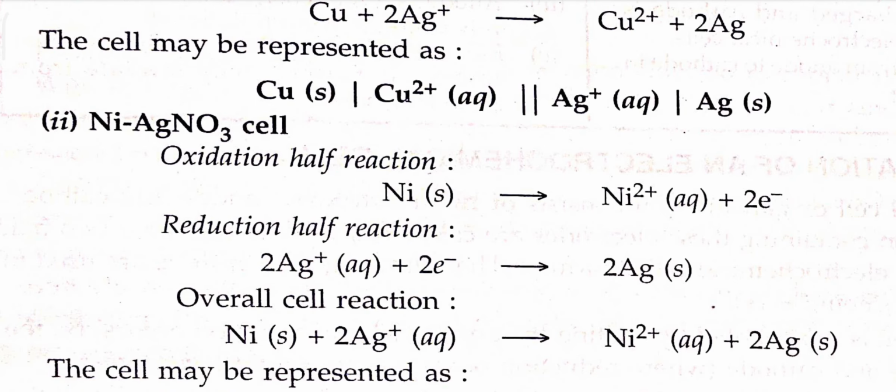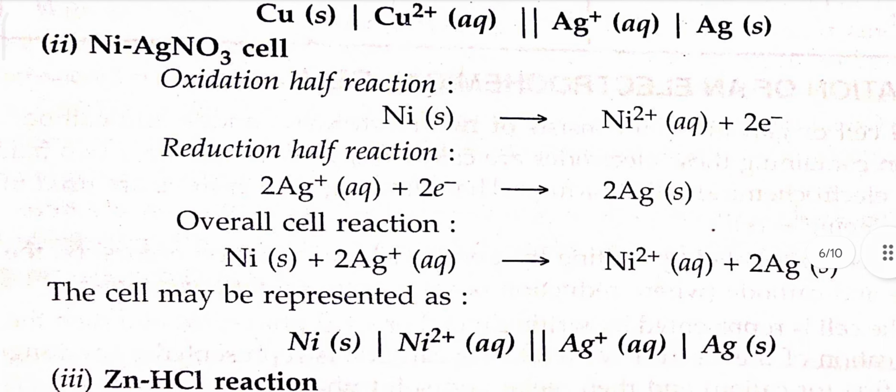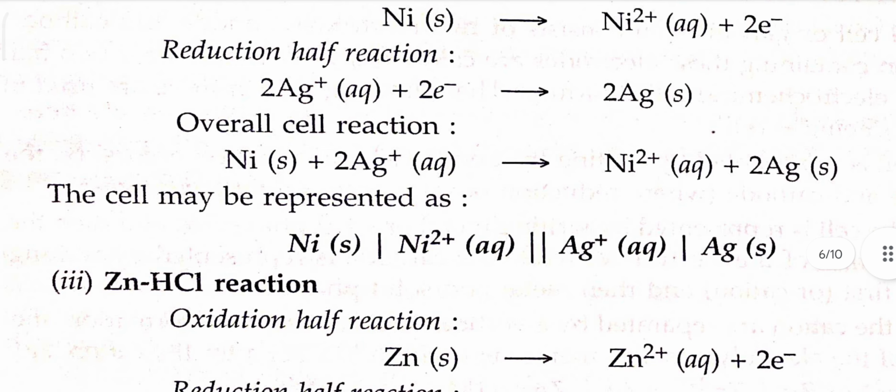Second is the Ni-AgNO3 cell. Oxidation half reaction: Ni gives Ni2+ plus 2 electrons. Reduction half reaction: 2Ag+ (aq) plus 2 electrons gives 2Ag (s). Overall cell reaction: Ni plus 2Ag+ gives Ni2+ plus 2Ag. The cell may be represented as Ni | Ni2+ (aq) || Ag+ | Ag (s).